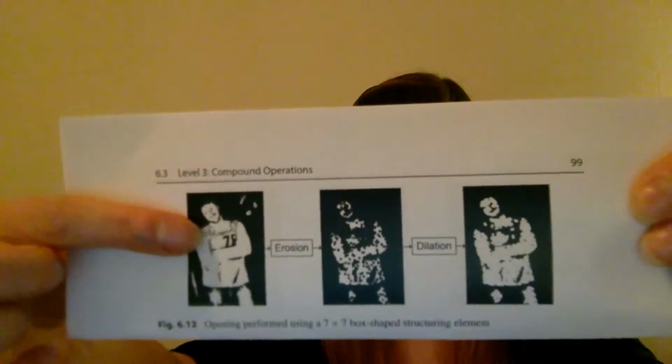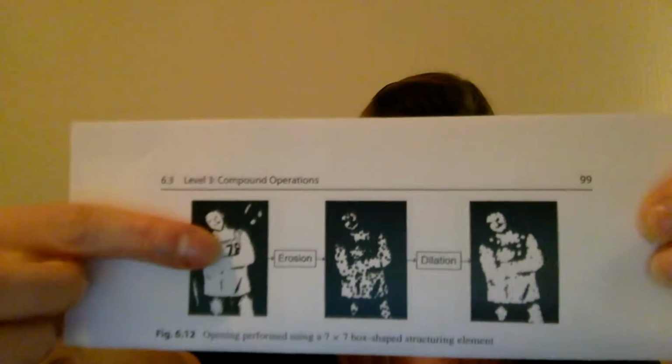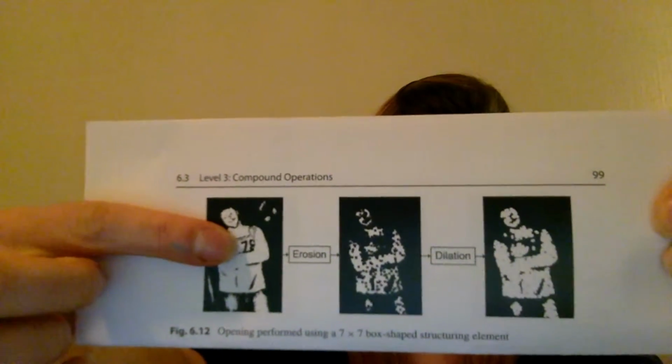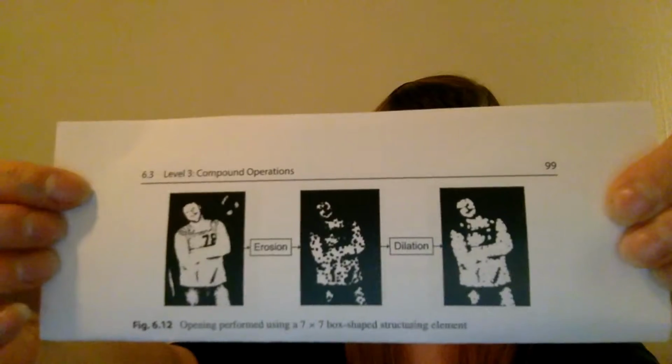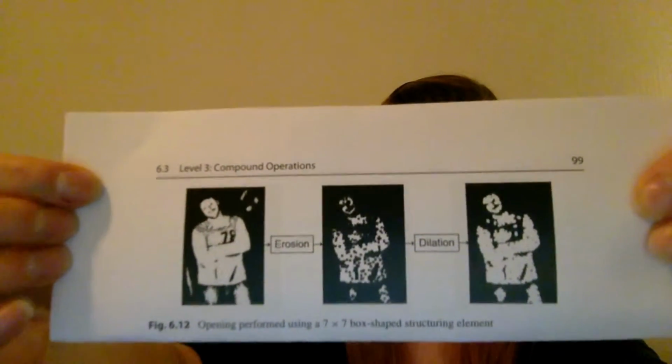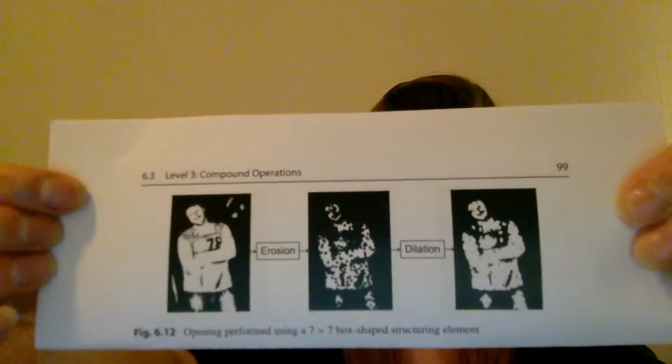We can see the input image here, and then we apply erosion and get a smaller image, and then we apply dilation to expand the image. So this is opening performed.